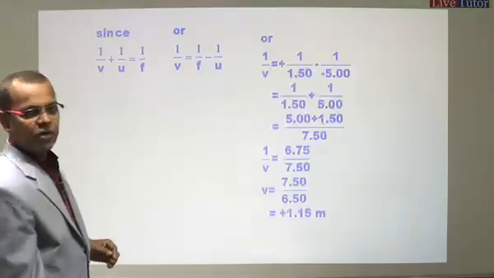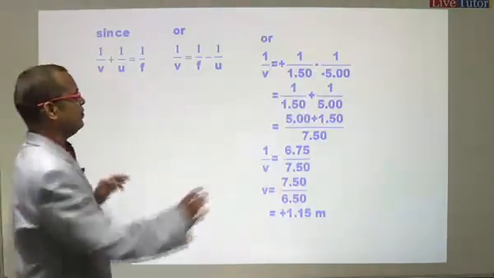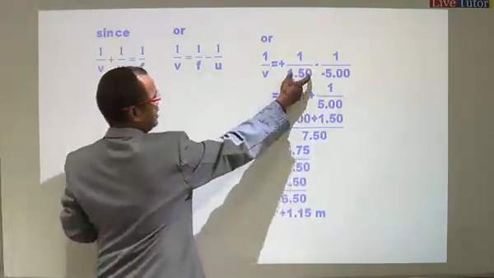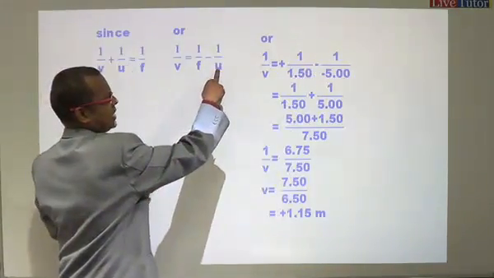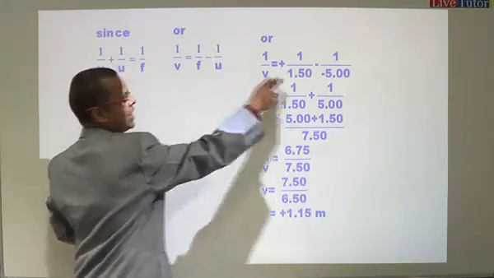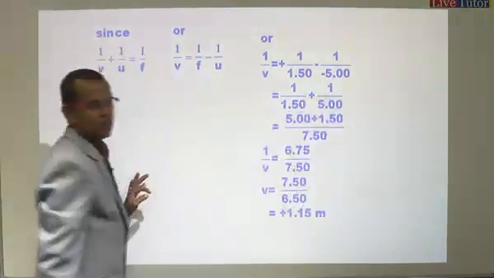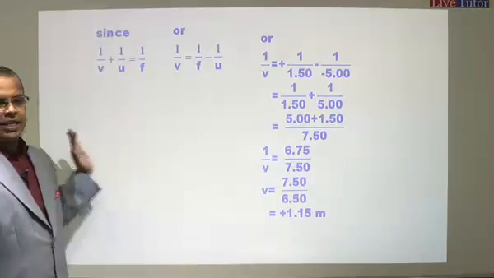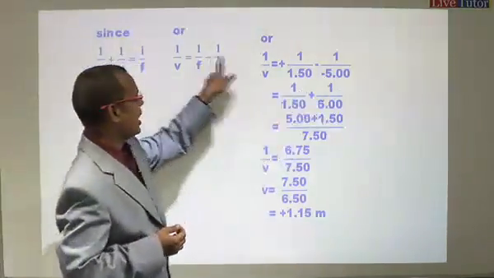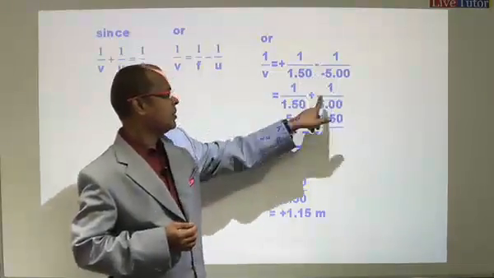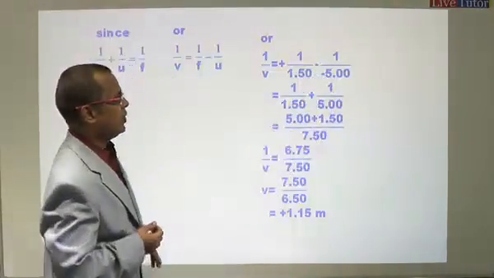Right, now we can substitute the values. What is the value? The focal length we have taken is 1 by plus 1.50. The object distance, that is U, is taken as negative, minus 5.00, because it is on the left side of the mirror, so it should be taken as minus. And already one minus is there, so minus into minus will become plus. So this point you have to note down.